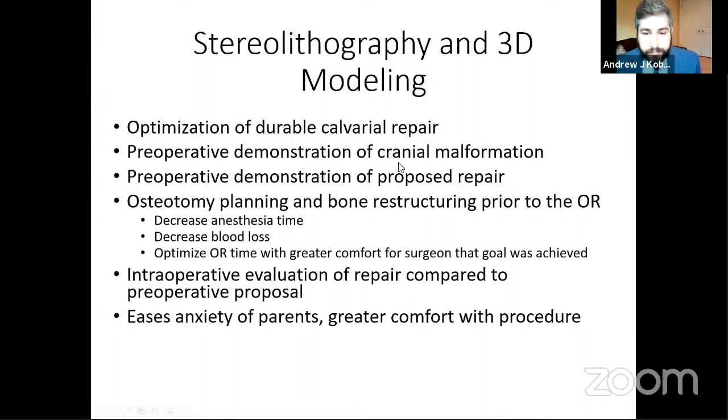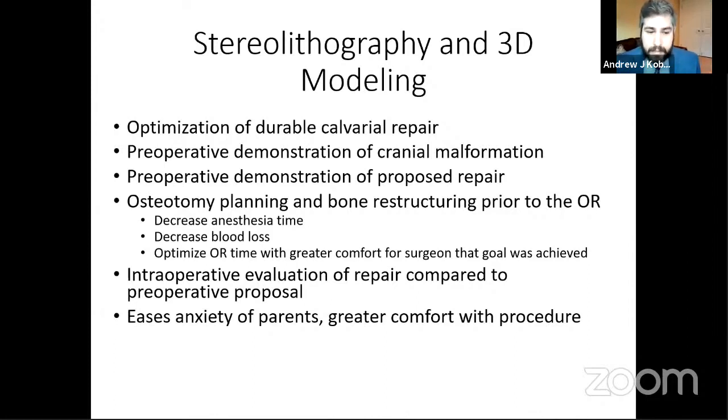Now, this planning, not only of a hard model but also virtual planning, will allow us to plan for all of the bone reconstruction that we will perform in the operating room, which will decrease our anesthesia time, decrease our blood loss, and optimize the OR time with much greater comfort for the surgeon that our goal was achieved. And I'll talk about that in much more detail in terms of the way that we're leading the charge as a center of excellence for this kind of intraoperative, preoperative, and postoperative evaluation of our reconstructions.